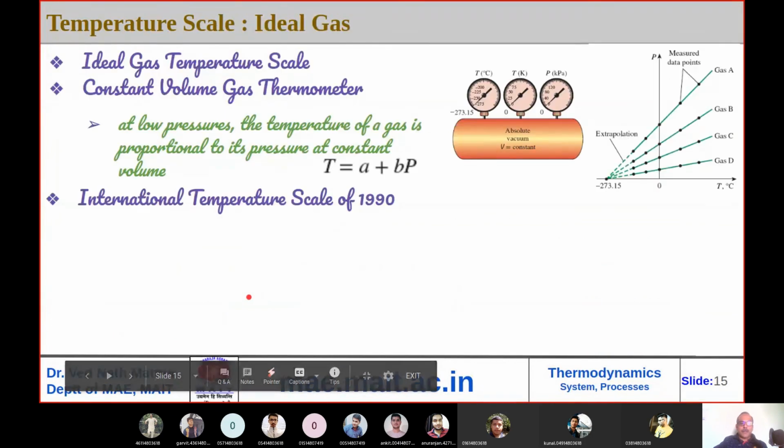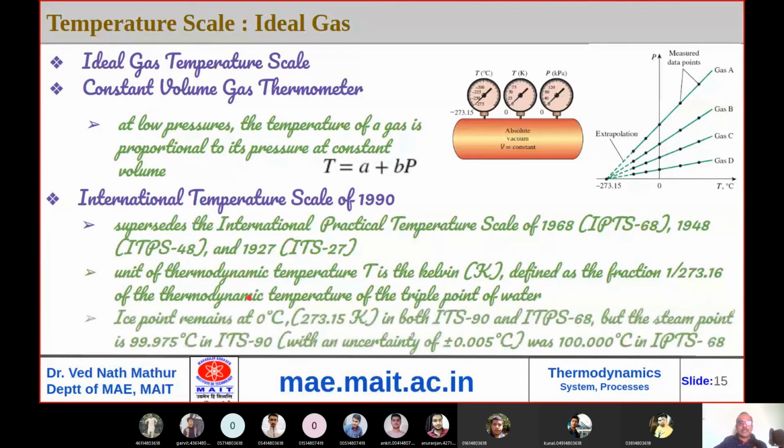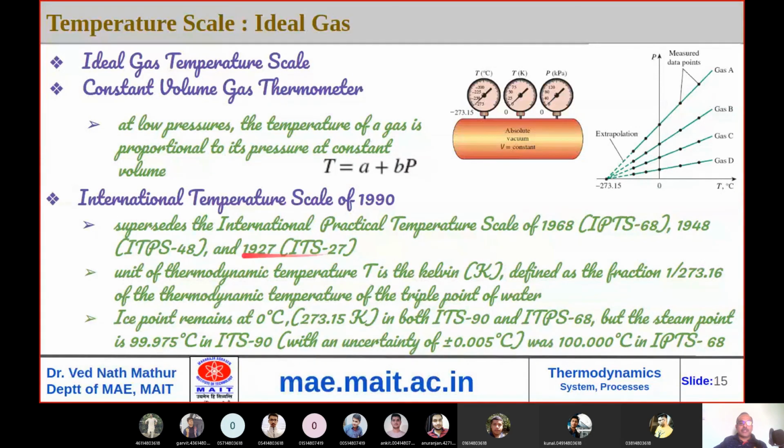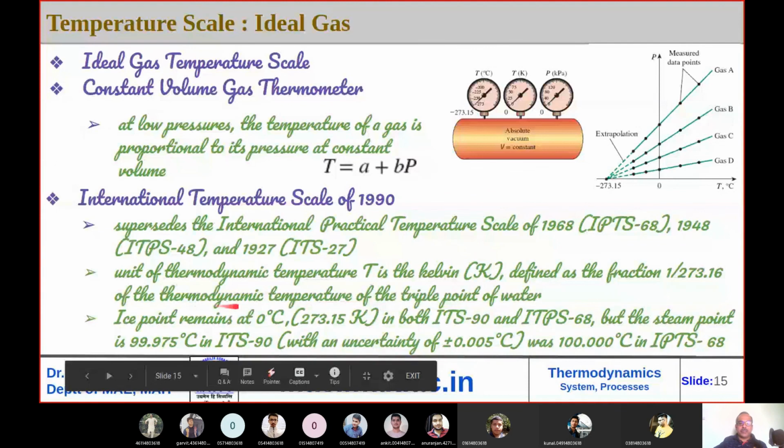The reference point has been changed in 1927. This is called International Temperature Scale 27. Then it was changed in ITPS for 1948, then in 68, and the recent one is International Temperature Scale of 1990, where the unit of thermodynamic temperature is Kelvin, which is defined as the fraction 1/273.16 of the thermodynamic temperature of the triple point of water. What does this thermodynamic temperature mean? This we'll discuss once we discuss the second law of thermodynamics.